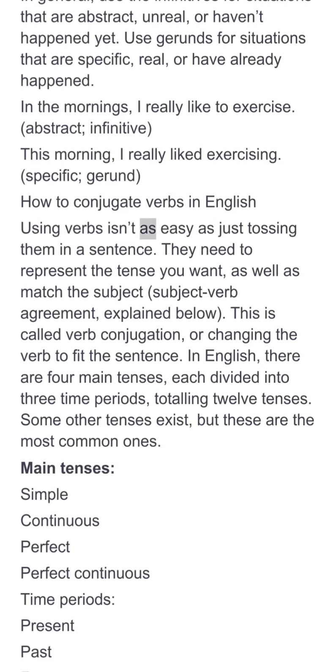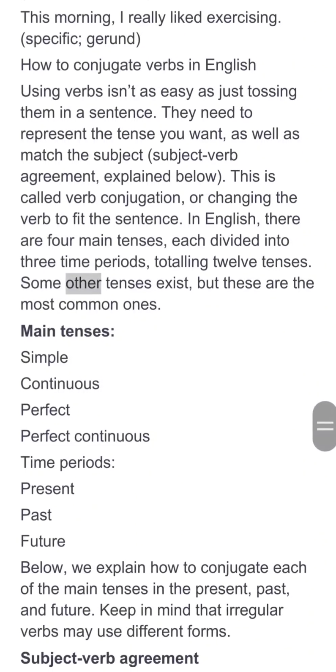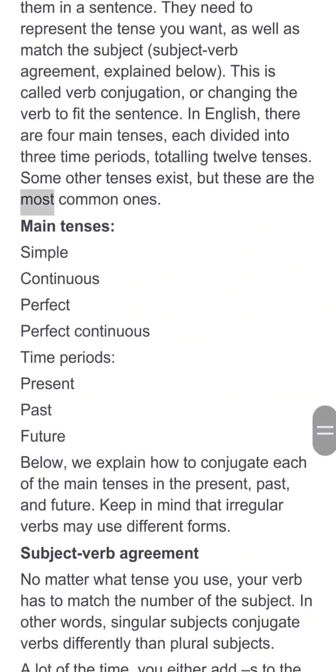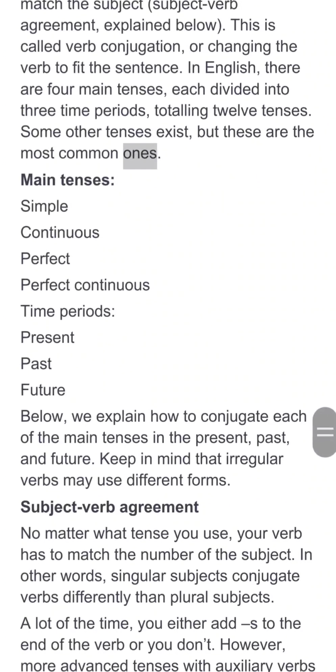How to conjugate verbs in English. Using verbs isn't as easy as just tossing them in a sentence. They need to represent the tense you want, as well as match the subject-verb agreement, explained below. This is called verb conjugation, or changing the verb to fit the sentence. In English, there are 4 main tenses, each divided into 3 time periods, totaling 12 tenses. Some other tenses exist, but these are the most common ones. Main tenses. Simple.